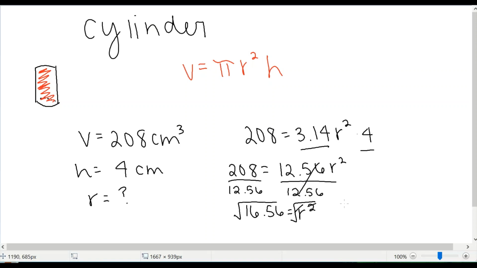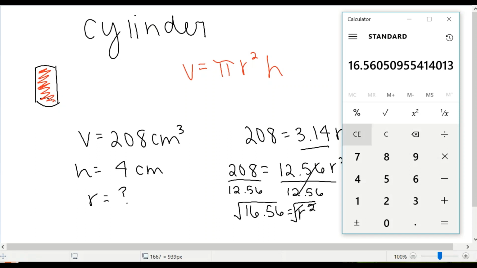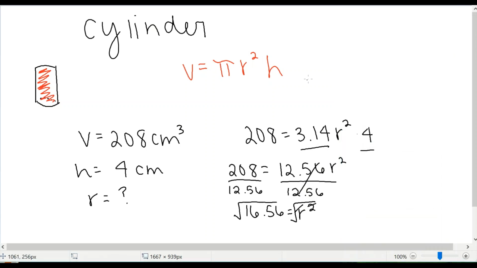So now I'm going to square root 16.56. Do I have that button? Yes, I do. Good. Square root of that is, and then again, I'm going to round it to like 2 decimal points. So I have 4.07 about. So my radius is, actually, I'm not even going to put in an equal sign because I'm rounding, about 4.07 centimeters. And that would be my answer.